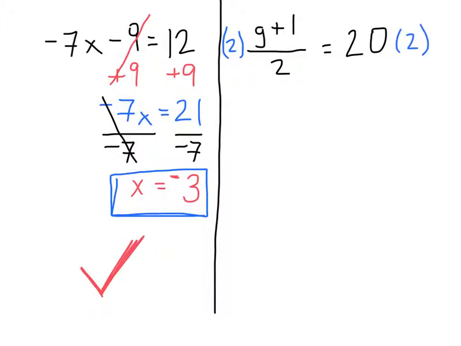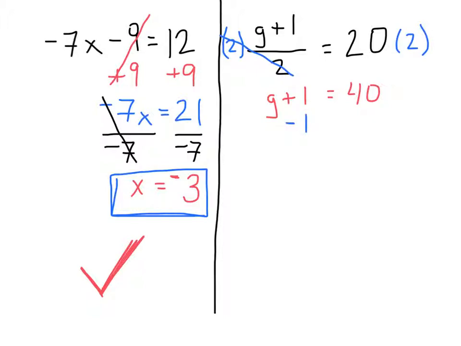So the 2's cancel out, and all that we have left on the left side of the equation is g plus 1. Now we look on the right side of the equation, we have 20 times 2. So 20 times 2 is 40. Now, we have our one-step equation, g plus 1 equals 40. Now all we have to do is the opposite of addition, which is subtraction.